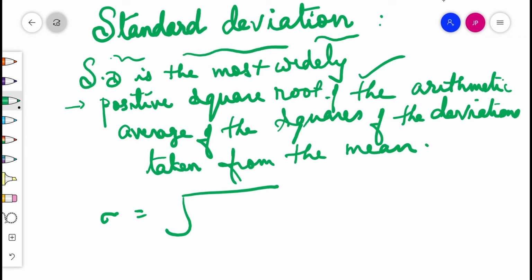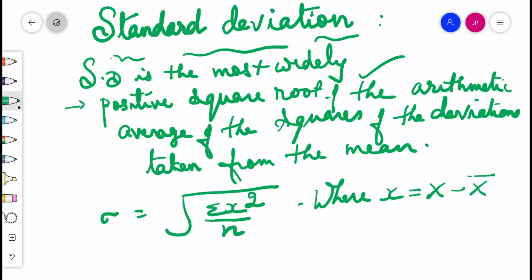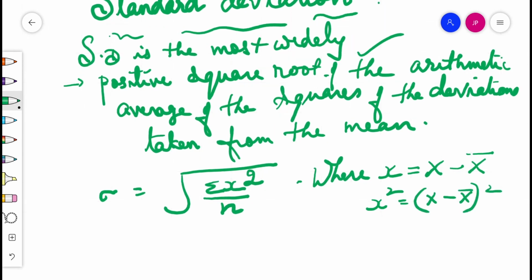We know that sigma x by n is the arithmetic mean, and it is squared and it is in the root, where as per the formula, x is equal to item minus x bar, and the summation of that is coming in square root, positive square root. So sigma x square is equal to sigma of x minus x bar square, isn't it? Divided by number of observations. This is the actual mean method.